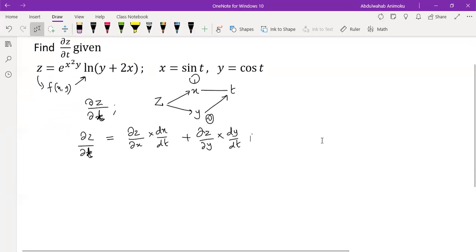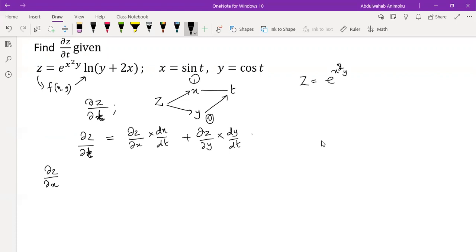Now, the only difficulty is actually learning how to differentiate the functions properly. So let's look at each of the function differentiation. So differentiation of z with respect to x. How do we do that? Now notice that, let's break this function down.